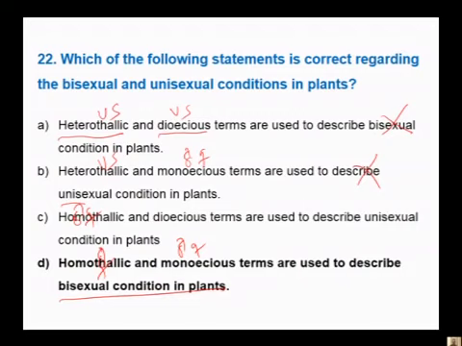The difference between a bisexual flower and a monoecious plant: in case of a monoecious plant, they have male flowers and also female flowers on separate branches. A bisexual flower is the one which has both stamens and pistil in the same flower. But with respect to the question, homothallic and monoecious go with the bisexual condition of the plant, not the flower. Therefore, this is the correct answer.